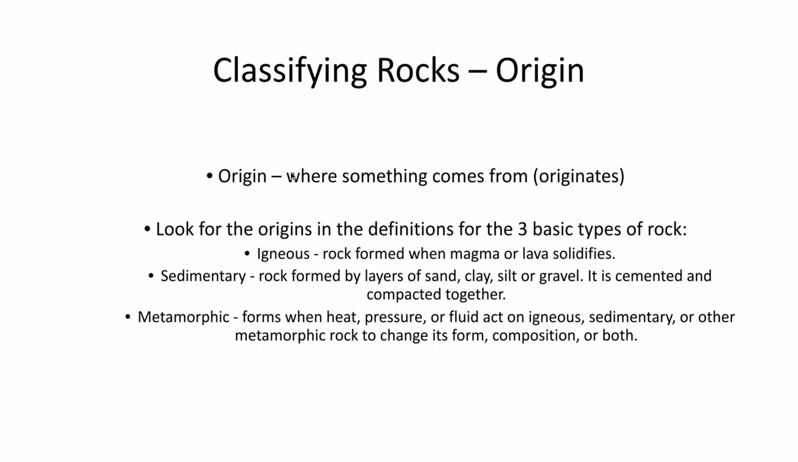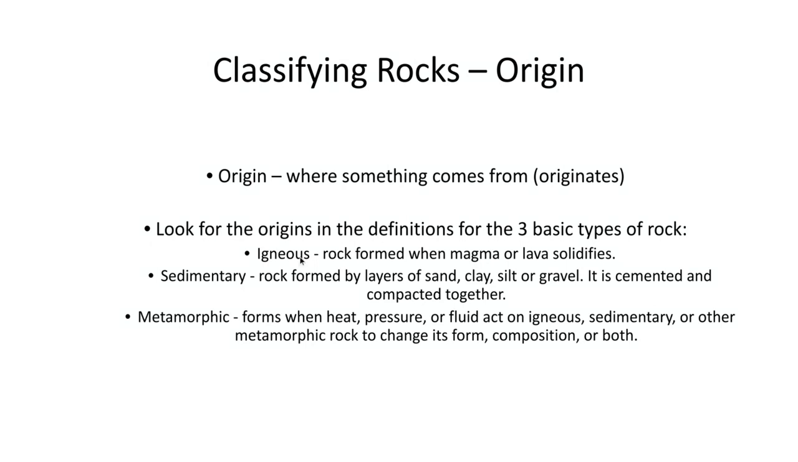And then finally, where these rocks were made, even within a major category, is going to help us classify them. The word origin means where something comes from, where it originates. We're going to be looking at the origins for our three main kinds of rock. Throughout this lesson, I've been referring to the three main kinds of rock that we're going to be looking at. Well, they're right here: igneous, sedimentary, and metamorphic.